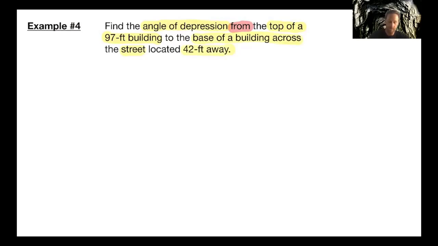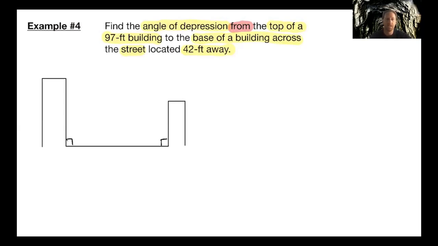So drawing this, I know I'm dealing with two buildings. There's my drawing. Definitely right angles with our buildings. And it said the angle of depression, meaning we know that we're facing in the downwards direction, depression, from the top of a 97-foot building to the base of a building across the street, which was located 42 feet away. So the cool thing is your drawing does not have to be drawn to scale. The math will take care of it.